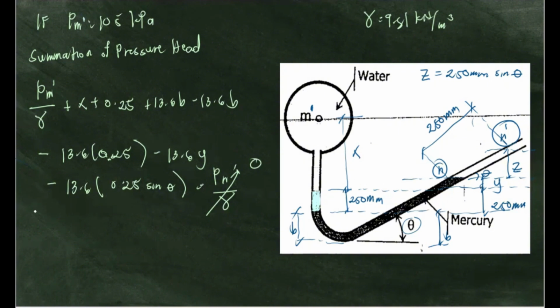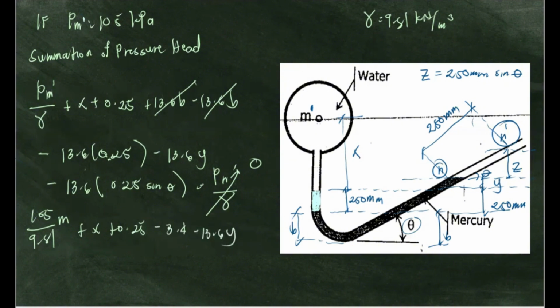This will become 105 over 9.81. Take note, I will make this meters. And then, when we combine like terms, the ones in meters, meter, meter, this one is gone, it's 0 now. So, rewriting, this will become plus x plus 0.25 minus 3.4, then minus 13.6y, minus 3.4 sine theta is equal to 0.